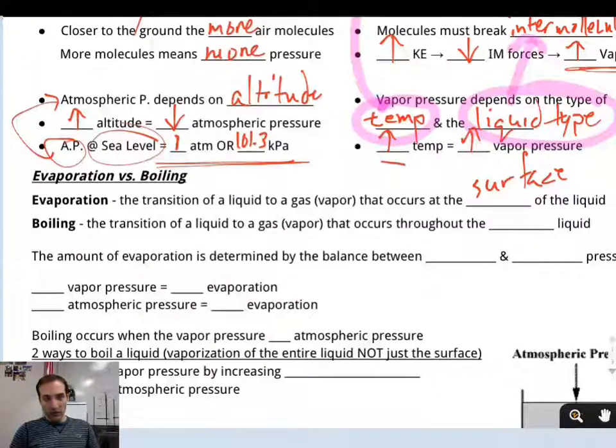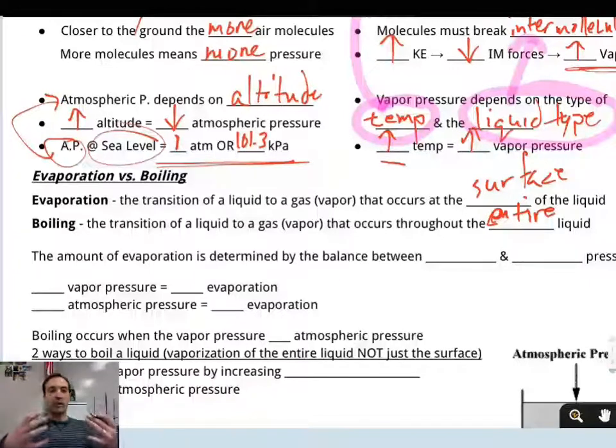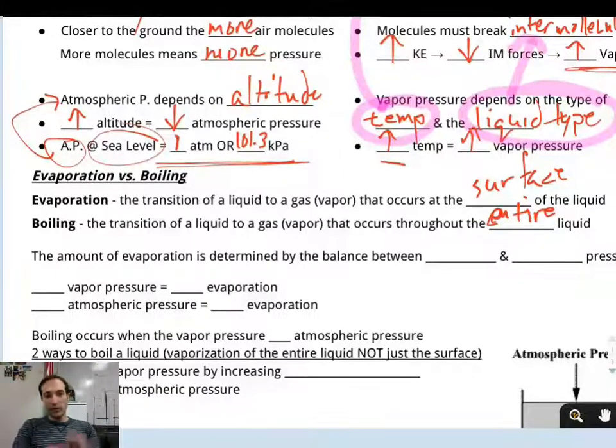Boiling happens when you have enough kinetic energy that the liquid is transitioning to a gas throughout the entire liquid. So that word is entire. So when I have something boiling, it's bubbling and it's frothing. And those bubbles in the boiling liquid are actually vapor of that substance. So if it's water boiling, it's water vapor that's inside those bubbles and it's transitioning into a gas. So the entire liquid throughout the entire sample is transitioning into a gas.